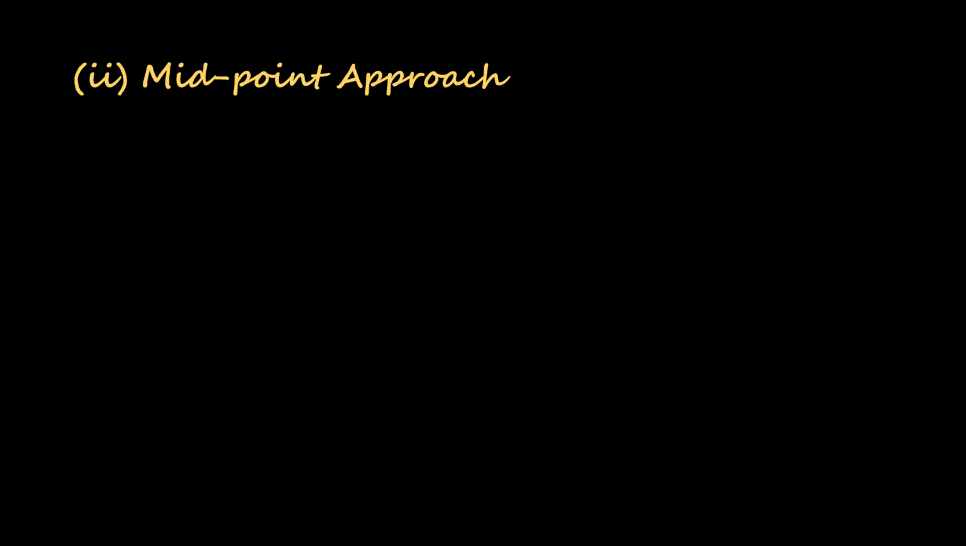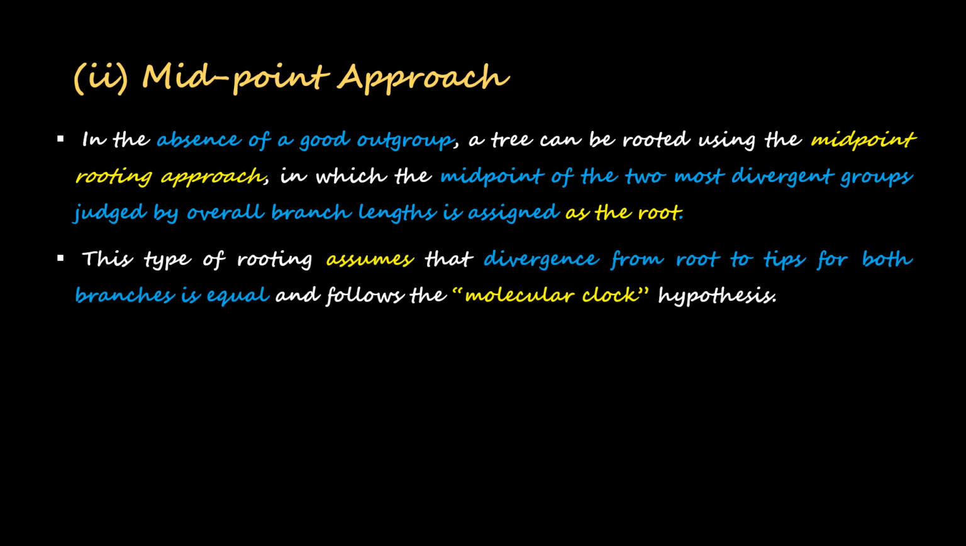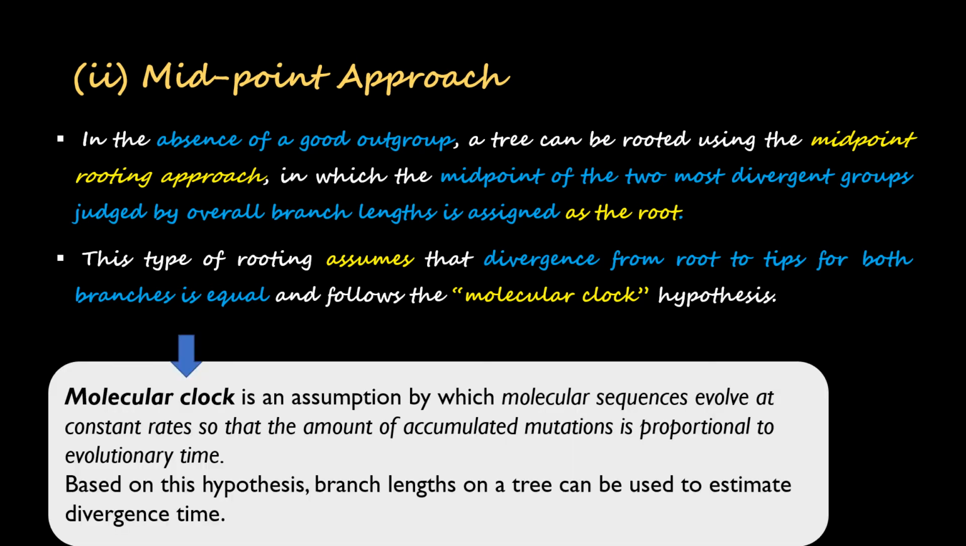Midpoint approach. In the absence of a good outgroup, a tree can be rooted using the midpoint rooting approach, in which the midpoint of the two most divergent groups judged by overall branch length is assigned as the root. This type of rooting assumes that divergence from root to tips for both branches is equal and follows the molecular clock hypothesis. And what is the molecular clock hypothesis?